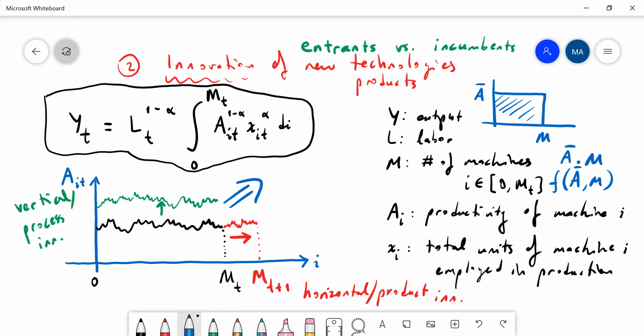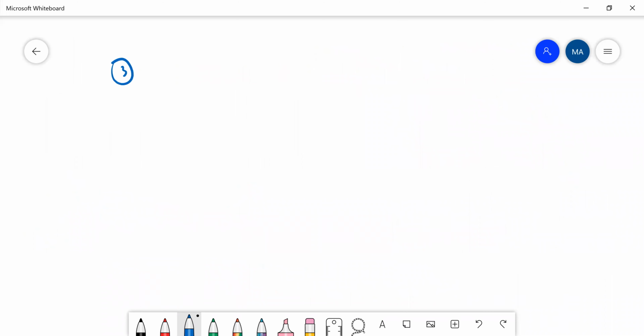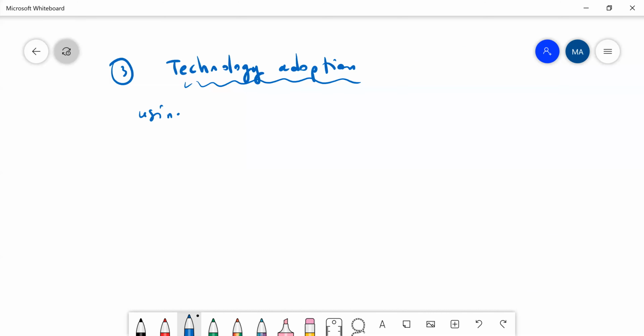Okay, so that's the second mechanism, and it is of course a little bit more complex than the sectoral reallocation, right? And finally, the third mechanism is technology adoption. So what is technology adoption? Technology adoption is using technologies. When I say technologies, I mean both products and processes.